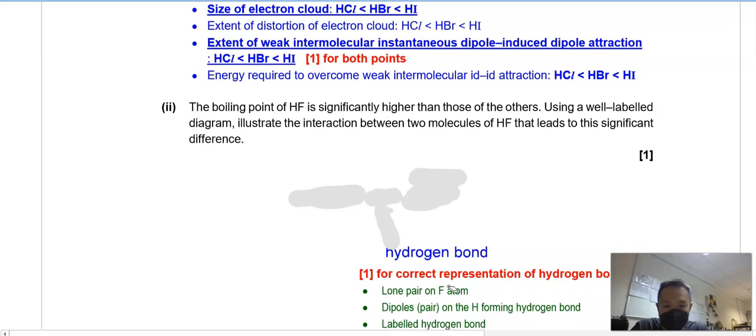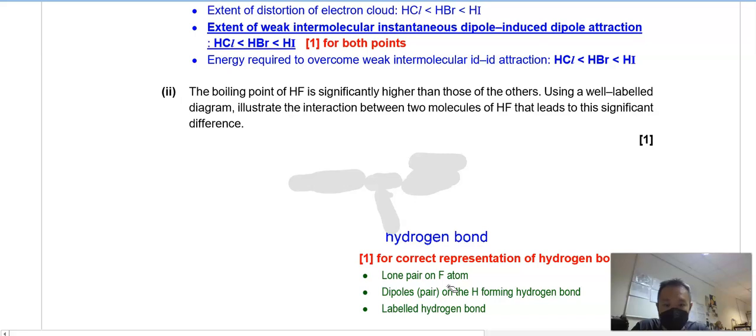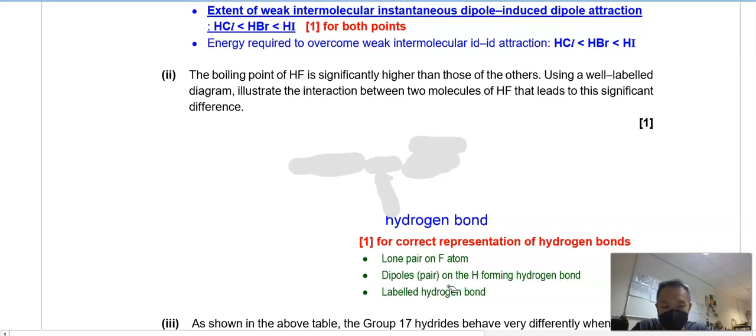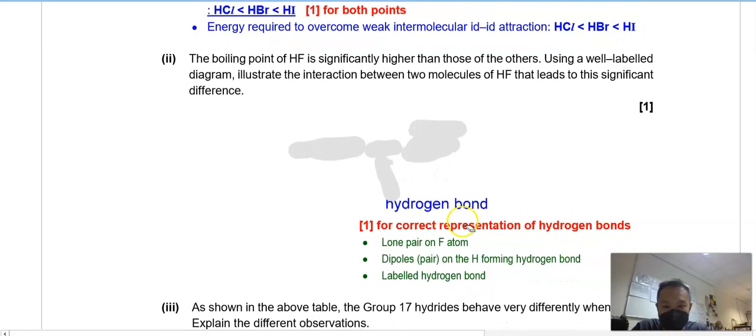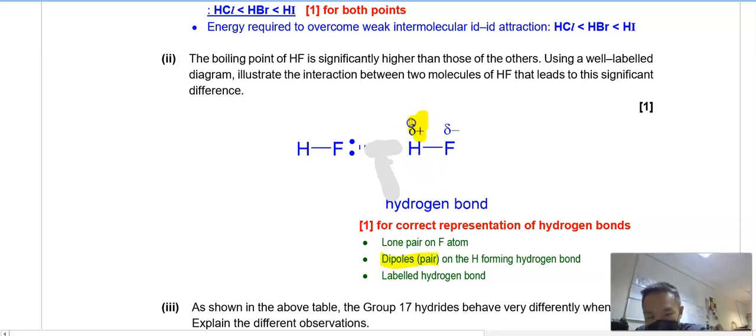Now, the boiling point of HF is significantly higher than those of the others. Most of you could correctly identify the hydrogen bond as the main reason, but the way you draw the hydrogen bond is atrocious. It's as though you never learned anything from J1. Recall, in hydrogen bond, you need a delta plus H attached to F, O, or N. In the hydrogen bond, I need to see a pair of dipoles. I need to see the delta plus on the H forming the hydrogen bond, and because it exists as a pair, I must put a delta plus and a delta minus.